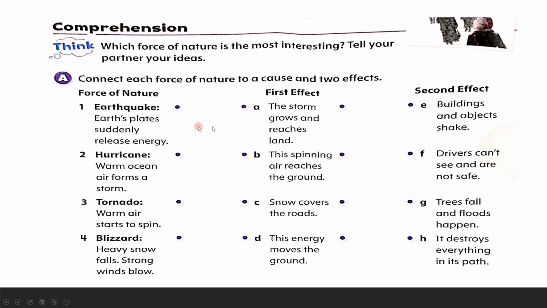And what is the first effect after earthquake occurs? Is it A, is it B, is it C, or is it D? A, the storm grows and reaches land. B says the spinning air reaches the ground. C says snow covers the roads. Or is it D, this energy moves the ground? Yes, it's D. This energy moves the ground. One is going to be matched with D. This is the first effect of earthquake. And what is the second effect? The second after effect is E. Buildings and objects shake. So, students, do the matching of hurricane, tornado, and blizzard on your own.